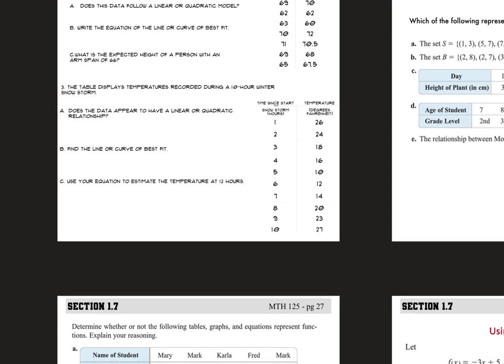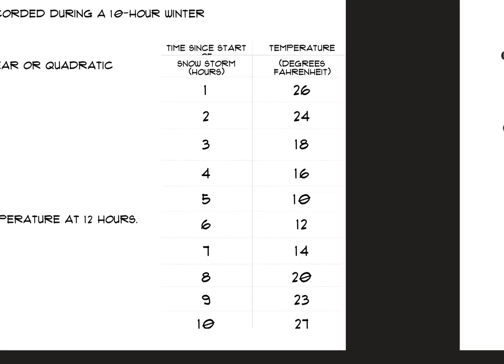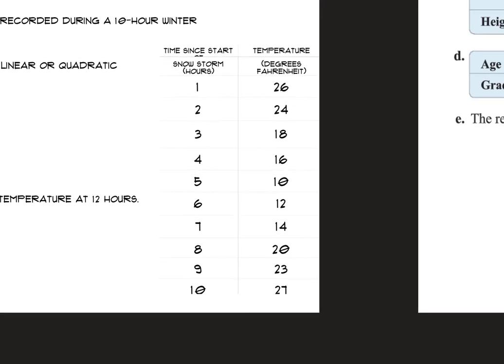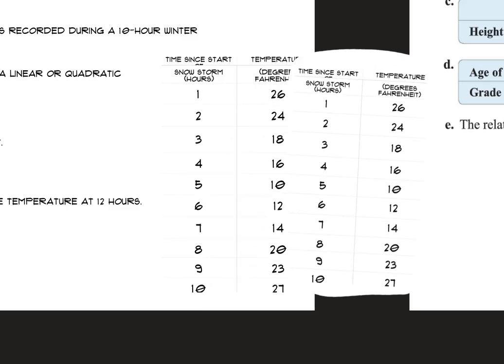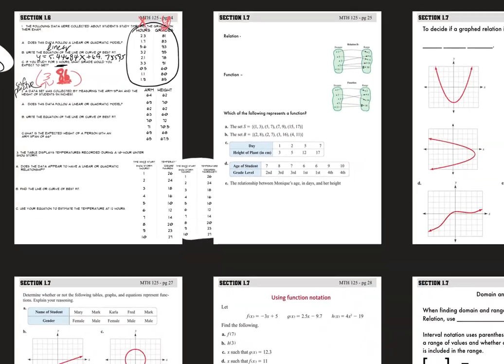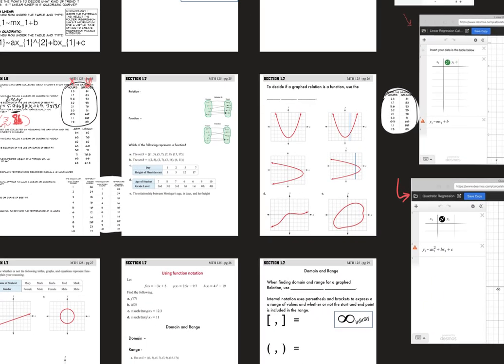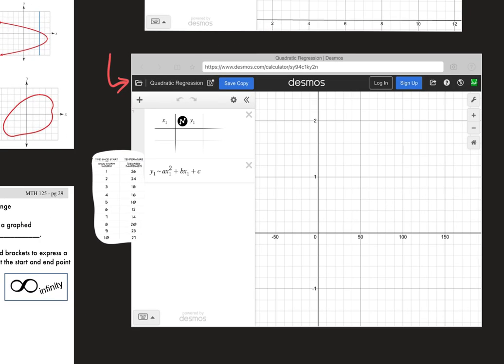Number 3, we're going to look at together. So this is going to be looking at a snowstorm and how many hours into it, what that looks like weather-wise. I am going to go ahead and copy this and bring this over to my other browser window. So I have 2 browser windows open right now. Now, why am I bringing this down by the quadratic one?